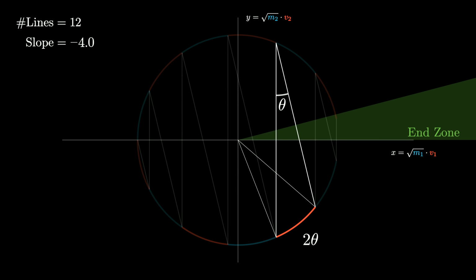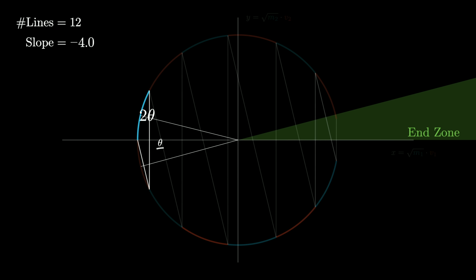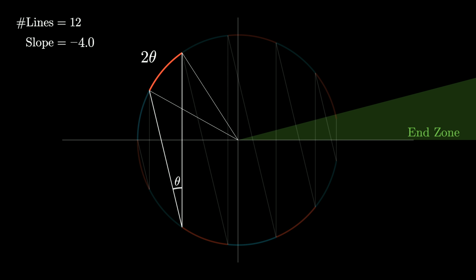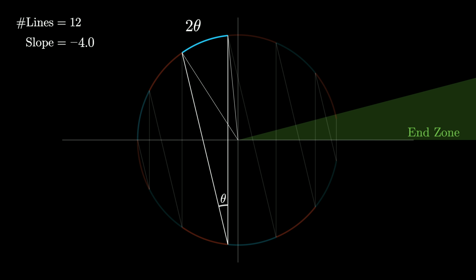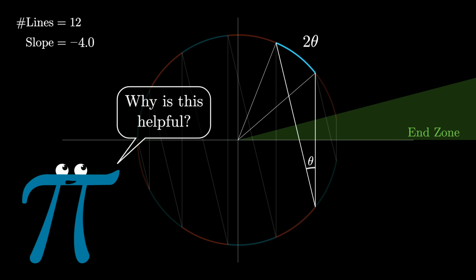Now critically, it didn't matter which 2 lines I happened to highlight here. In all cases, that angle between the vertical line and the ones down and to the right is the same, since the slope was always the same, which means all of these little arcs along the circle cover an angle of exactly 2 theta. You might ask why this is helpful. How does this expose the number of lines?